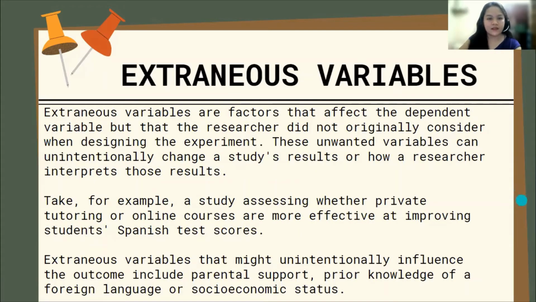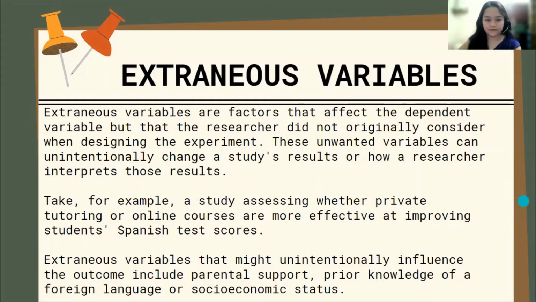Next one, extraneous variables. Extraneous variables are factors that affect the dependent variable but that the researcher did not originally consider when designing the experiment. These unwanted variables can unintentionally change a study's results or how a researcher interprets those results. So, ang mga extraneous variables na sinasabi natin ay yung mga hindi inaasahang lumalabas na variables sa study natin.